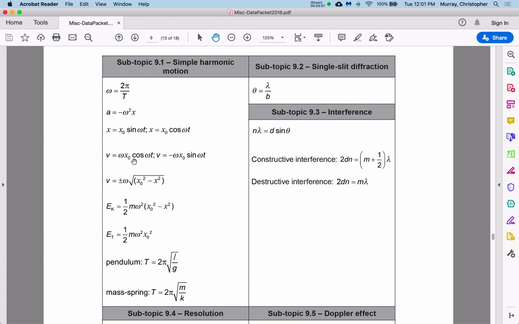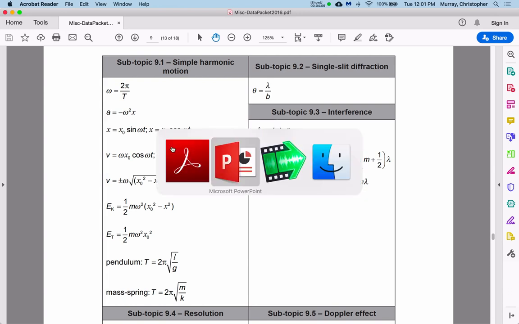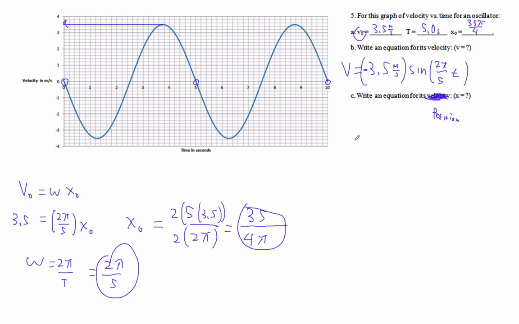Okay, so v is negative sine, therefore x is going to be cos. If v is negative sine, x is cos. That's easy. So x is going to be cos, and we figured out that this was our maximum, our x naught. So it's going to be 35 over 4 pi cos, and then the omega is the same, 2 pi over 5 t. Now, does this make sense?